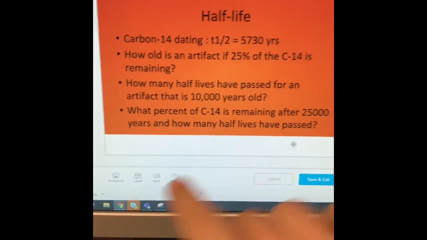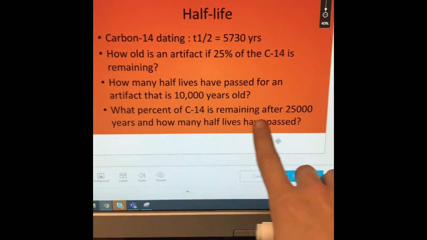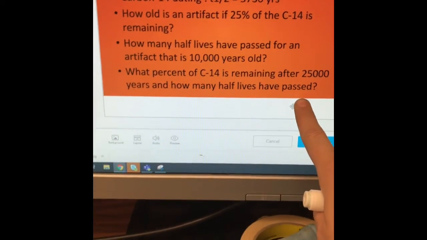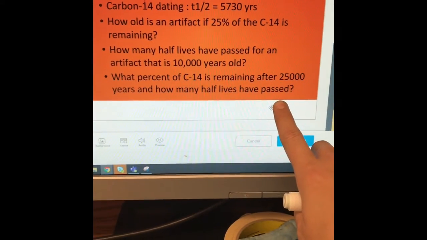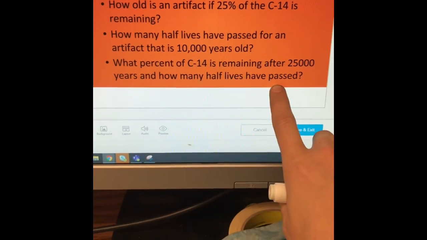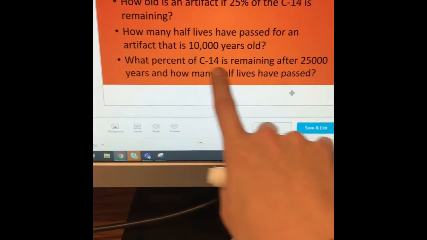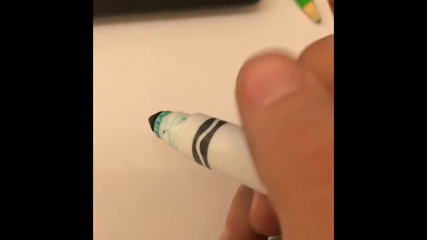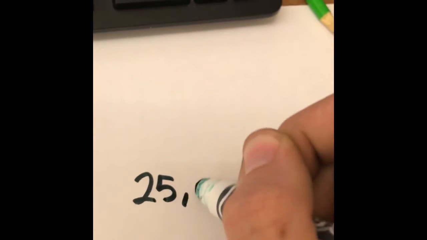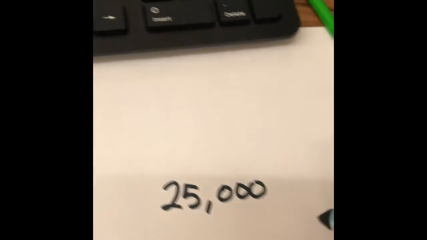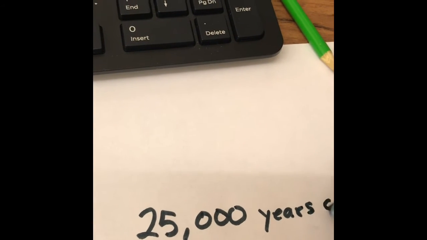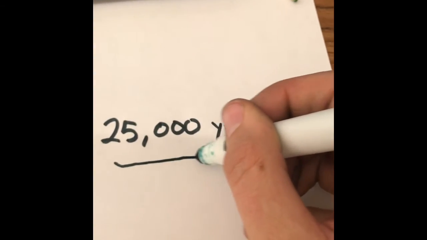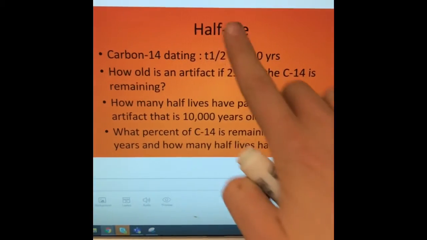Now let's look at our third practice problem. What percent of carbon-14 is remaining after 25,000 years, and how many half-lives have passed? So we have 2 questions that we have to address here. We have to figure out the number of half-lives that have occurred, and we have to figure out the percent remaining after this amount of time. So let's start by figuring out the number of half-lives. If my artifact is 25,000 years old, we're going to start with what we know. To figure out the number of half-lives, we divide it by the length of one half-life. What was the length of one half-life that we were given? We refer back to the problem.